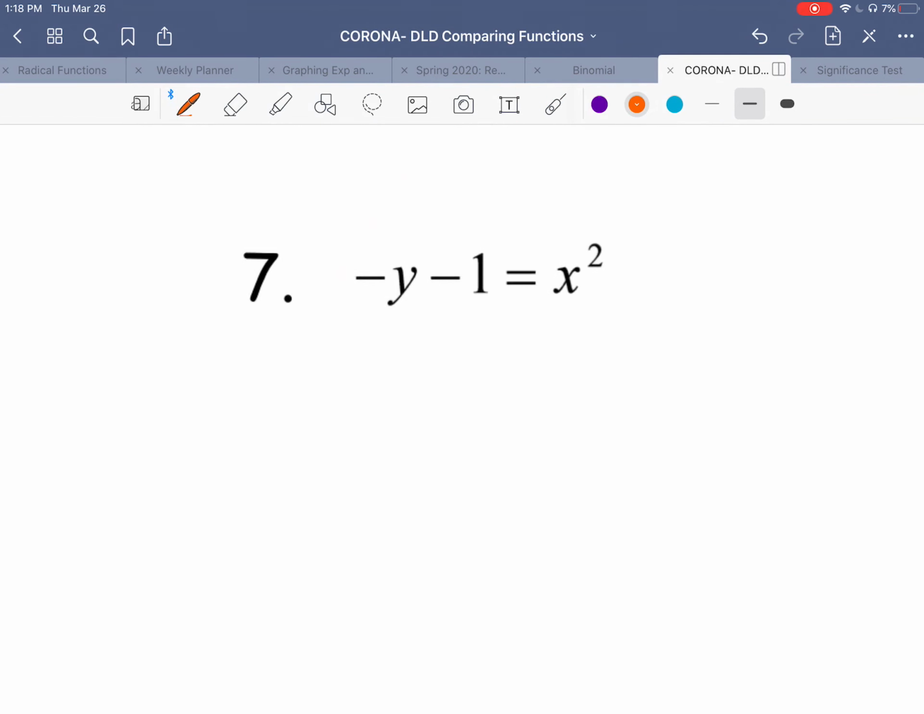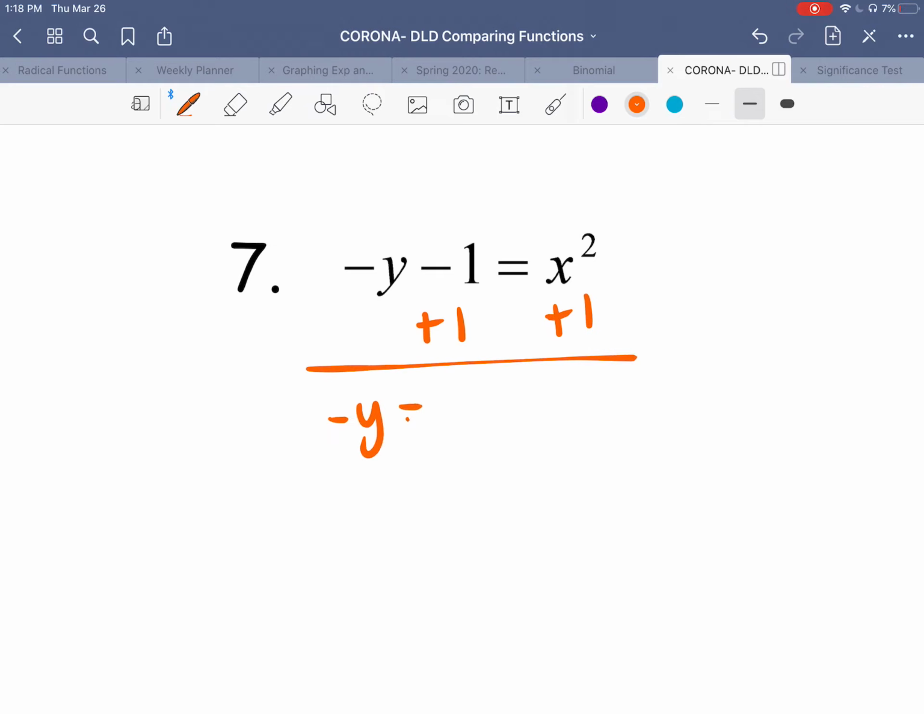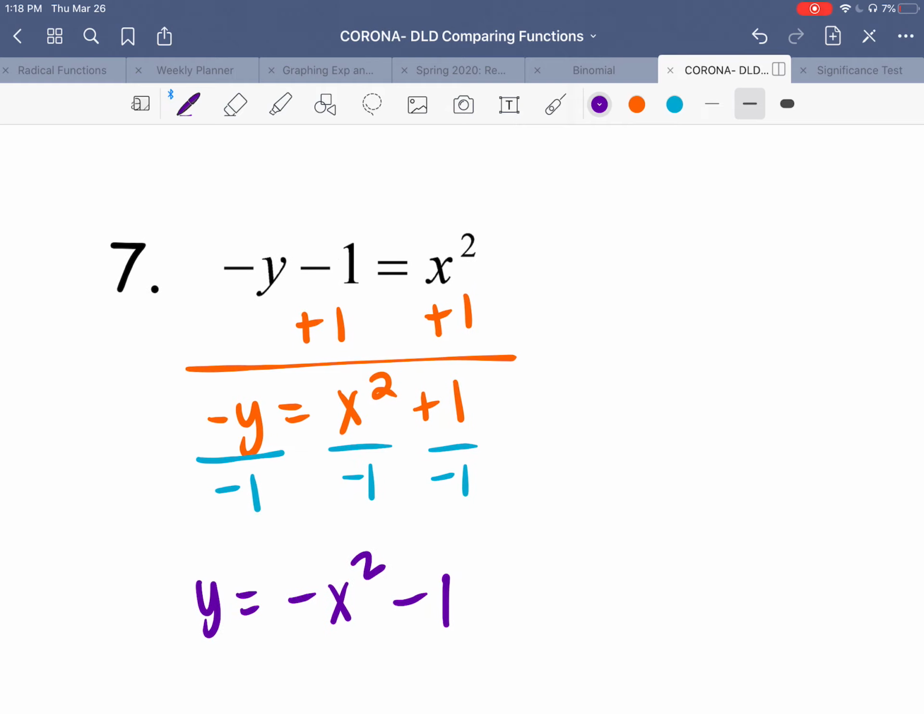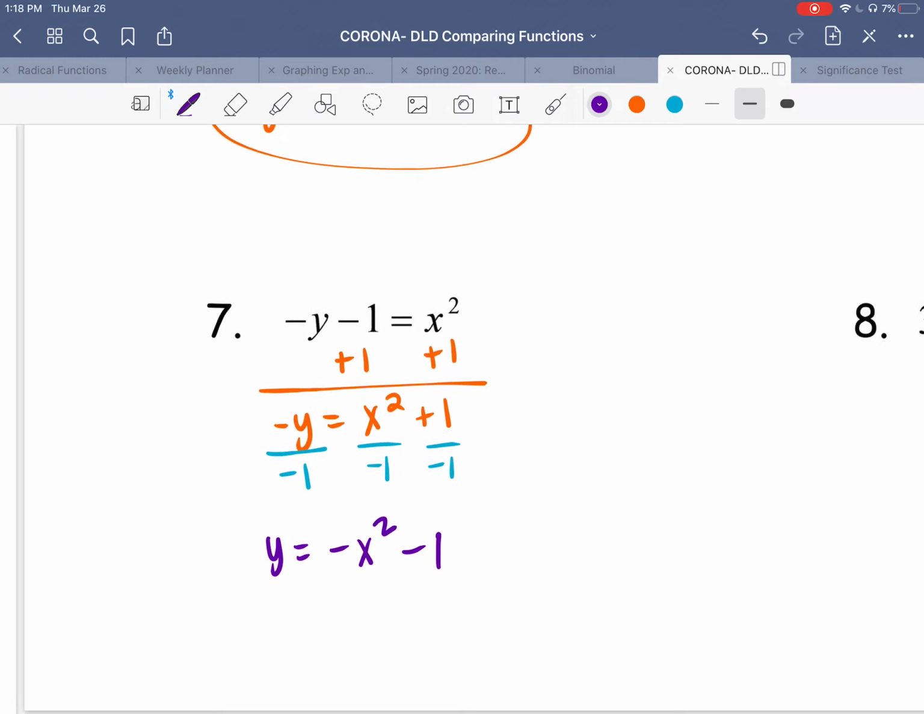All right, last couple. Still solving for y. Add a 1. Negative y equals x squared plus 1. Now we don't want a negative y, we want a positive y, so go ahead and divide by negative 1. And we're going to get y equals negative x squared minus 1. And for this problem, you could have also added y over first and then subtracted x squared. Either way works.